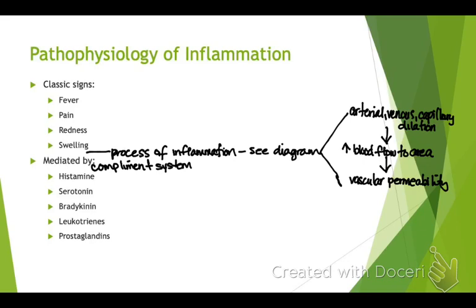The inflammation is mediated by what we know as the complement system. The complement system is incorporated by your histamines, your serotonin, your bradykinins, your leukotrienes, and your prostaglandins. And all of those are part of the complement system, which help to mediate the inflammatory process.